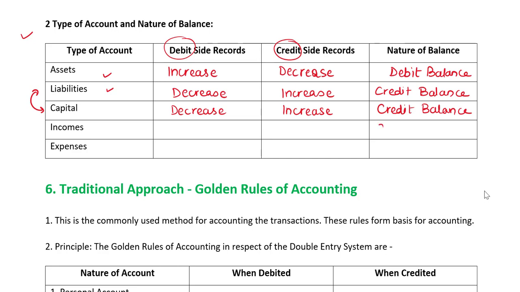Incomes, generally the income balance is credit. So we will write credit balance in terms of income, the nature of balance. That means what? In case of increase in income, it is to be credited, and in case of decrease in income, it is to be debited.